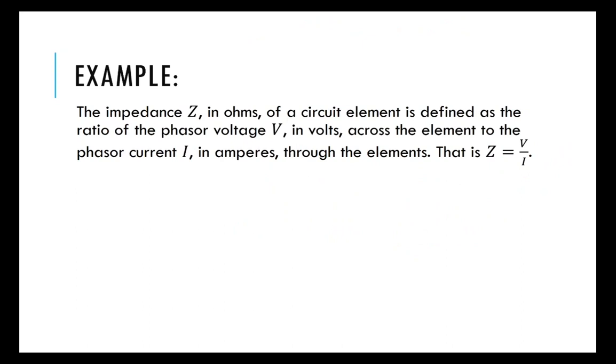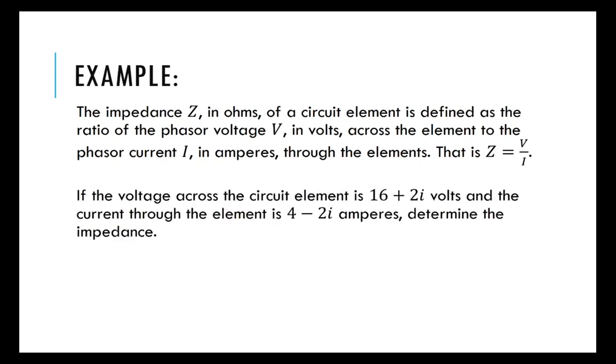So now for a practice application problem. The impedance Z in ohms of a circuit element is defined as the ratio of the phasor voltage V in volts across the element to the phasor current I in amperes through the element, that is Z is equal to V divided by I. If the voltage across the circuit element is 16 plus 2i volts, and the current through the element is 4 minus 2i amps, determine the impedance.